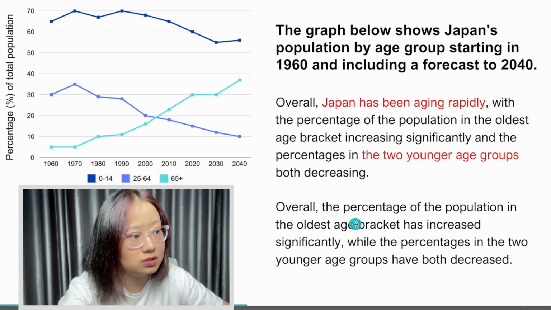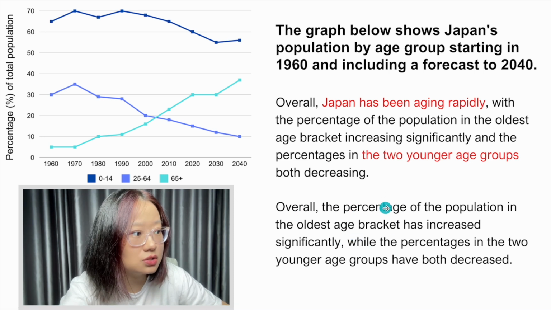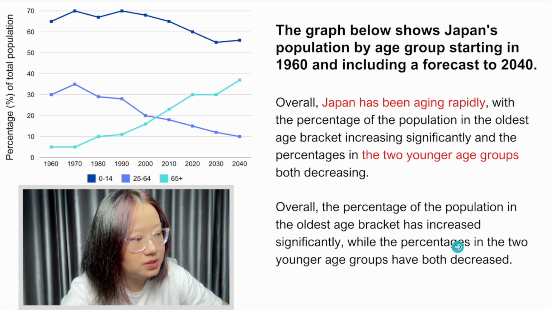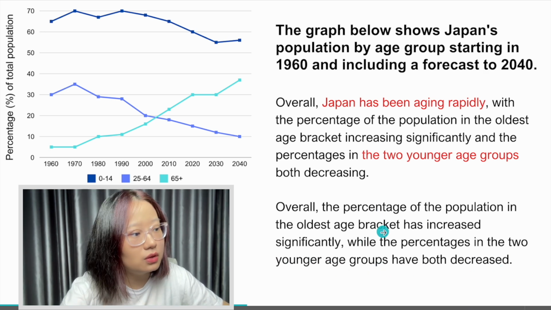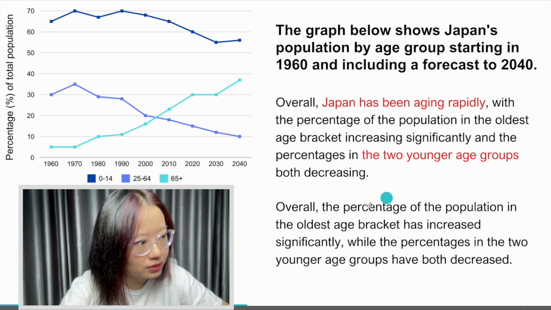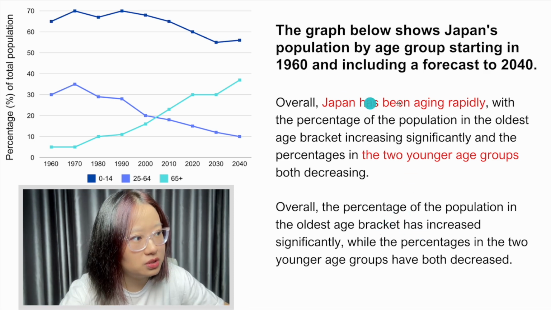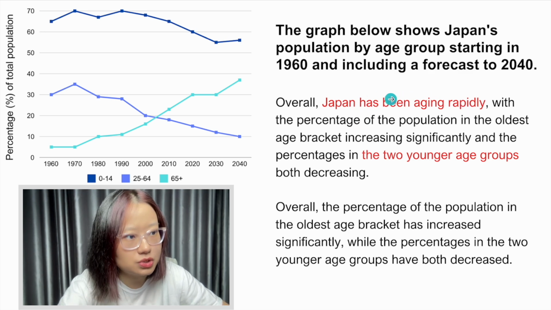Which one is better? So this one only lists trends. Overall, the percentage of the population in the oldest age bracket has increased significantly, while the percentages in the two younger age groups have both decreased. So this version lists trends without showing the bigger picture, right? This description is so important. Japan has been aging rapidly. This is exactly what the chart wants to show us.